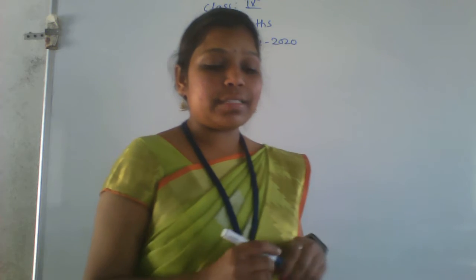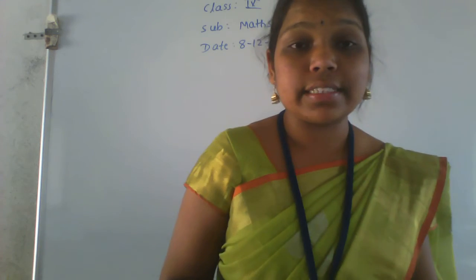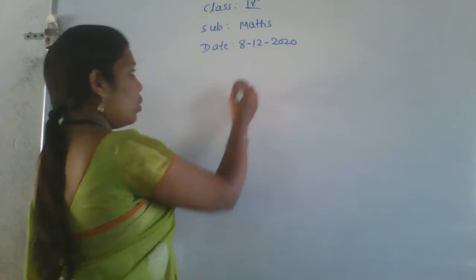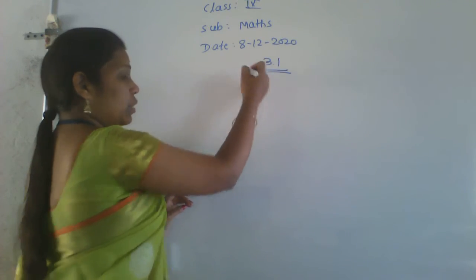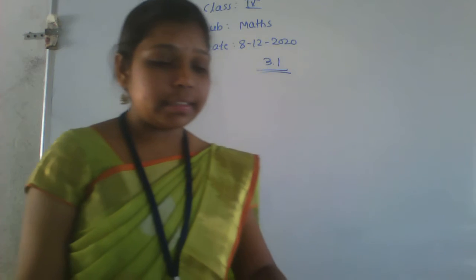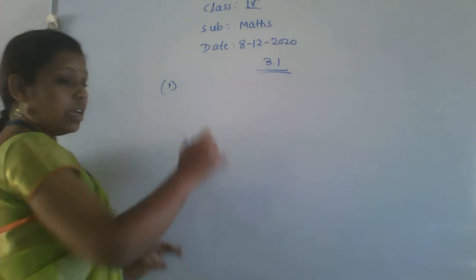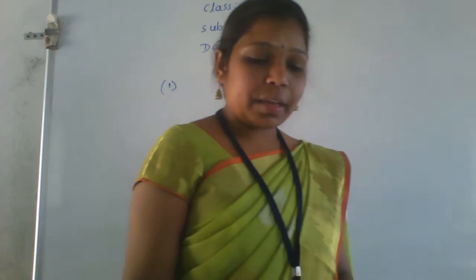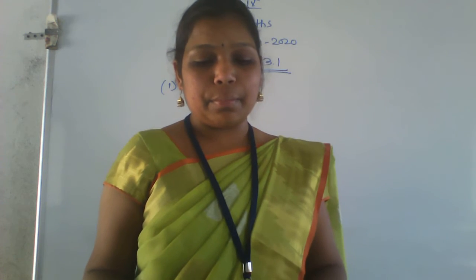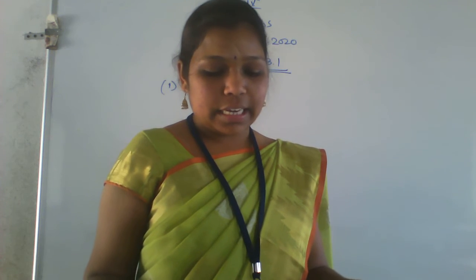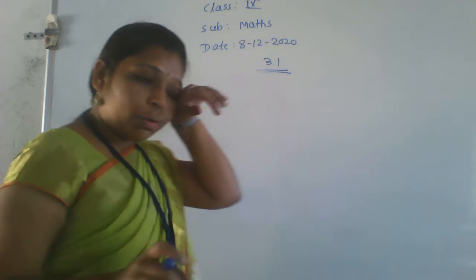So today we'll start with exercise number 3.1. In that, what is the first main question here? Multiply by breaking up the number. How to do that one?